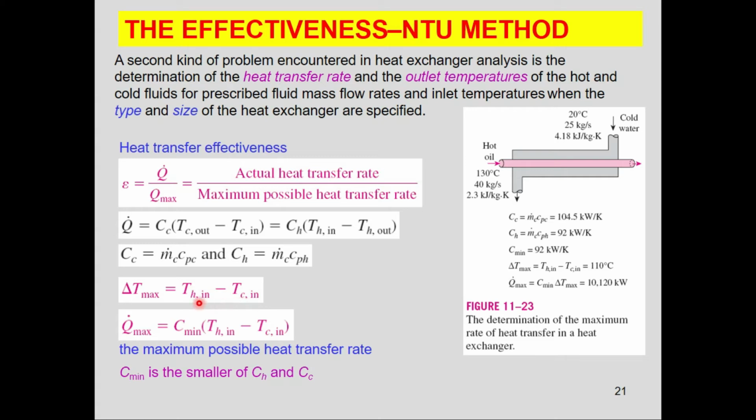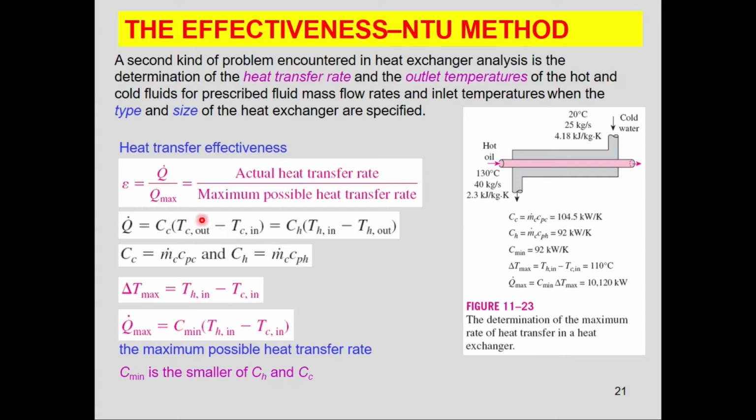When we take the difference between these two values, we have the maximum value of delta T, right? If we have the maximum value of delta T, what will we see? That we will have the maximum value of the heat transfer rate. So initially we said that this is the effectiveness-NTU method, and this is particularly used when we don't have the outlet temperatures, and we don't have the heat transfer rate.